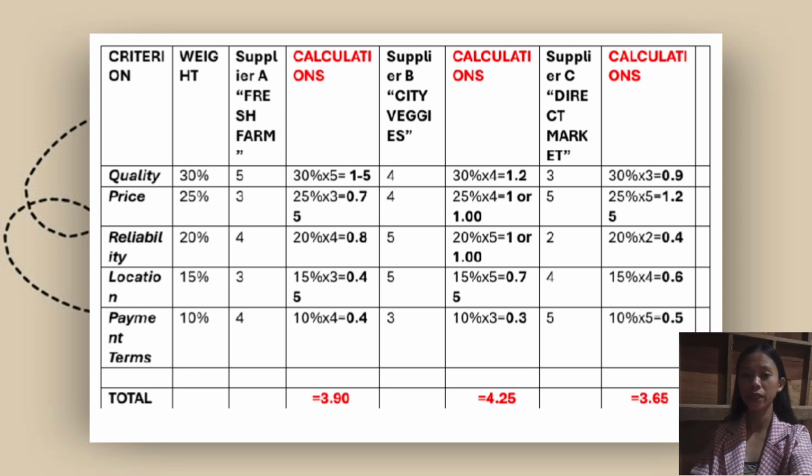We also have the reliability. The reliability has a weight percentage of 20% and Market Direct of 2. 2 times 20% equals 0.40. We also have the location. We have the weight percentage of 15% and Market Direct of 4. 4 times 15% equals 0.60. We also have the payment terms, with 10% weight percentage and Market Direct of 5. 5 times 10% equals 0.50. The total is 3.65. That's supplier C, Market Direct.